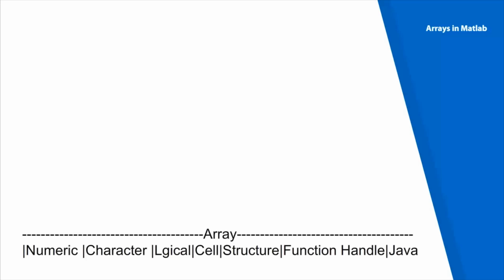We have also seen a character array that is an array containing strings. The elements of logical arrays are true or false, which although represented by the symbols 1 and 0 are not numerical quantities. We will see in detail cell and structure later in the video and function handle in the later videos. I will not be covering Java arrays as it is outside the scope of this course.